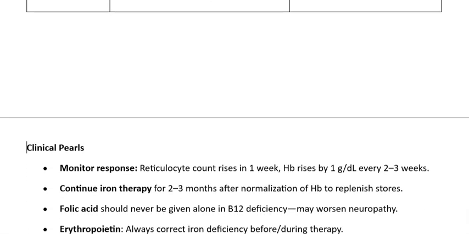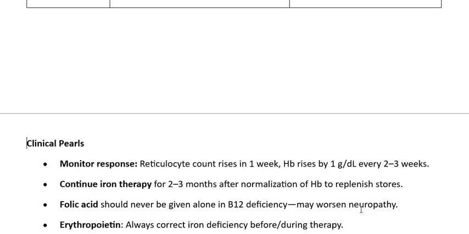Let's cover some of those critical, general clinical pearls from the notes. How quickly should we expect to see a response when we start treatment for anemia? What should we look for? A key early marker is the reticulocyte count. Reticulocytes are young red blood cells pushed out by the marrow.